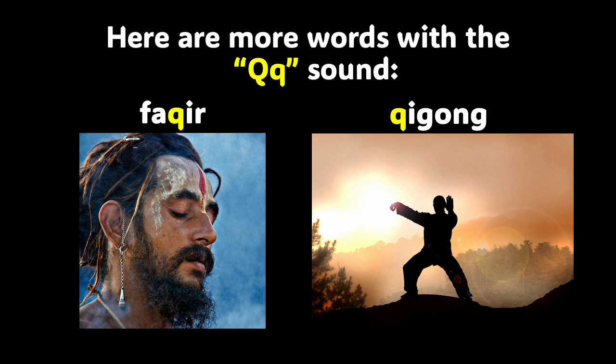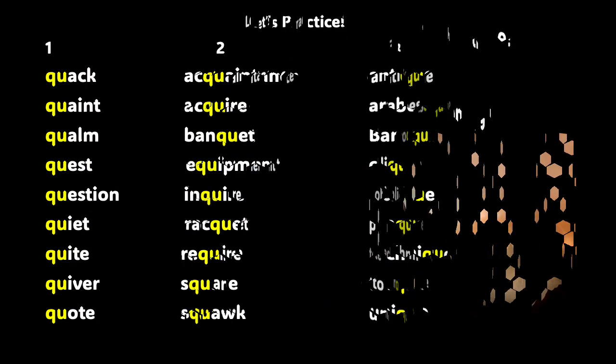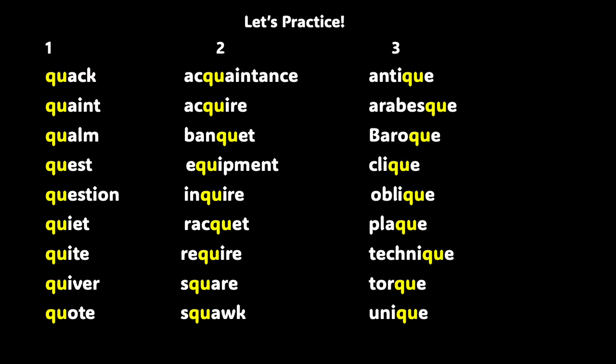Now, let's get some pronunciation practice. Wonderful children, now it's time to get a little practice saying words that have the Q-U sound. In column 1, all of the words begin with Q-U. I'm going to say each word, and I would like for you to repeat after me.